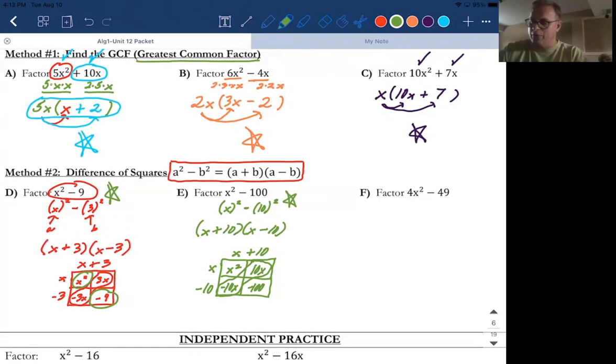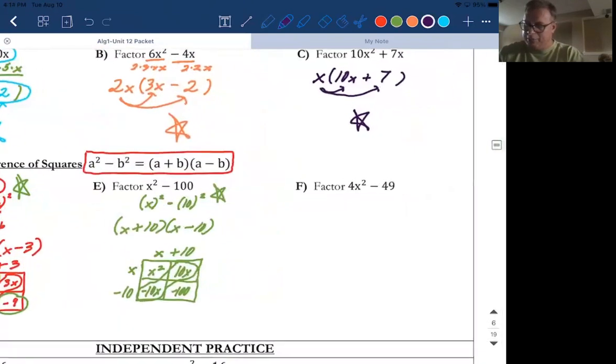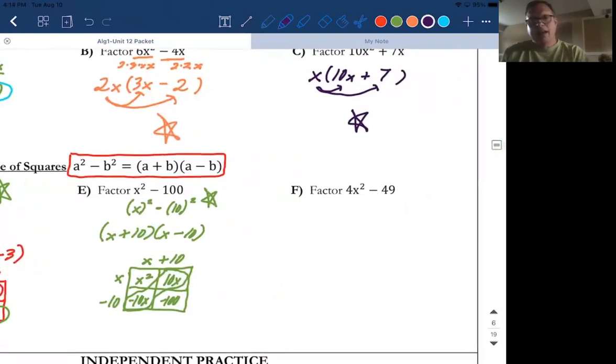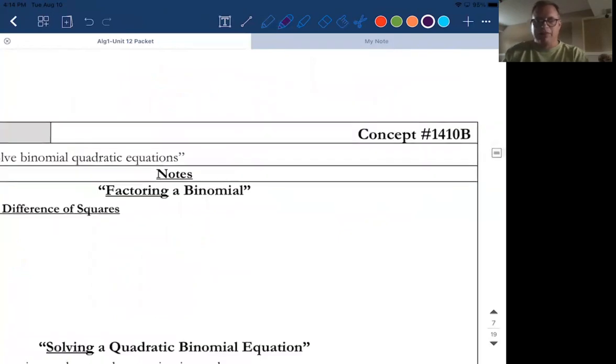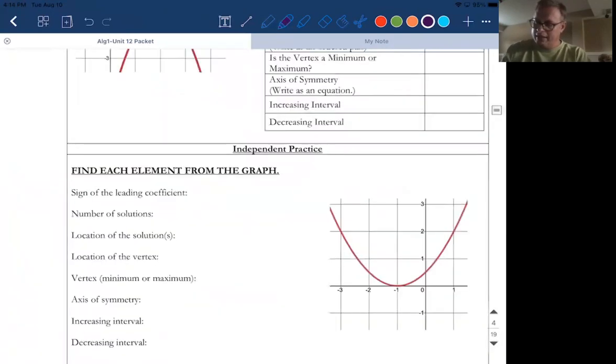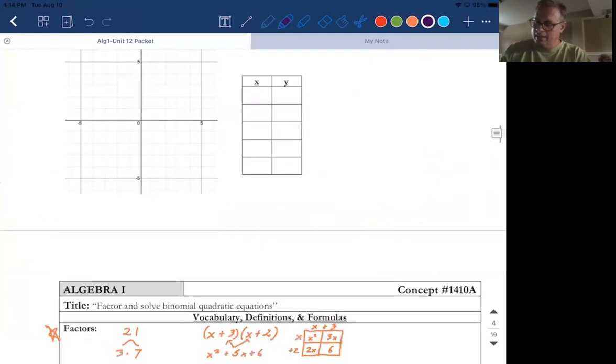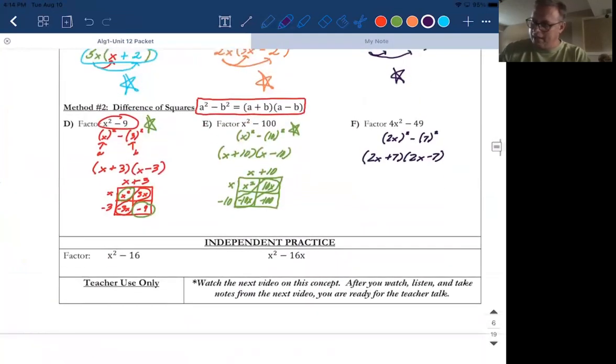All right, our final one here before you look at a couple. Here's F. Okay, 4x squared. Well, is that a perfect square? Well, actually it is. 2x times 2x would give us 4x squared. And 7 squared is 49. So this one should factor into 2x plus 7 and 2x minus 7. And it does. I could verify it with the boxes. Okay.